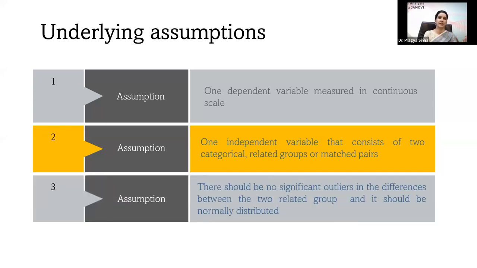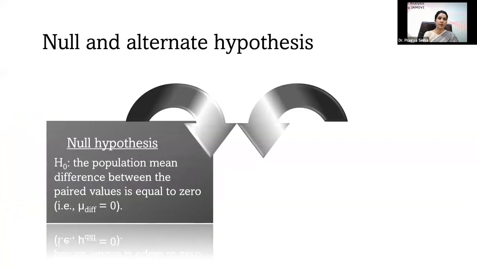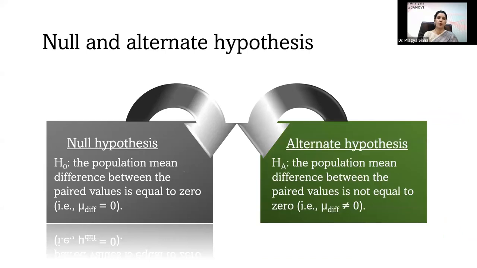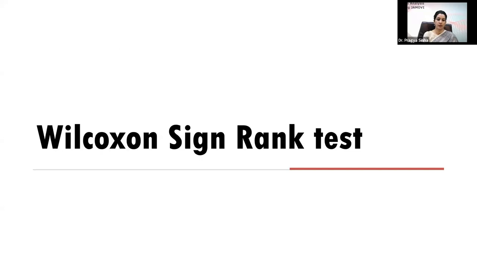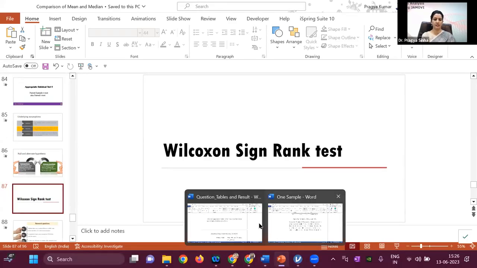And regarding the outlier and the normality, that is also important because there should be no significant outlier in the difference between the two related groups, and it should be normally distributed. So the null hypothesis states that the population mean difference between the paired values is equal to zero, whereas the alternate hypothesis states that it is not equal to zero. The non-parametric counterpart is known as the Wilcoxon signed rank test, and we will see how to perform these tests over jamovi.